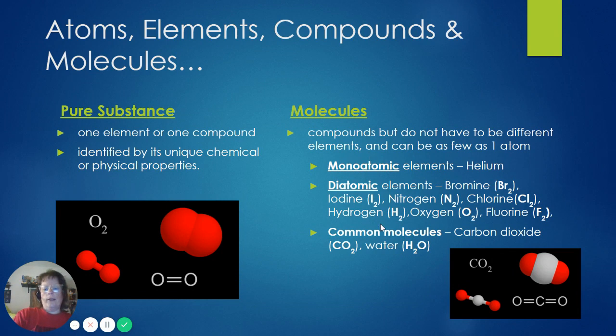Molecules, on the other hand, they're compounds. They don't necessarily have to be different elements. They can be as few as one atom. Monatomic elements like helium, just one atom. Mono means one. So one atom of helium. Diatomic, di meaning two. So just to give you some examples, bromine, again, it's kind of like the oxygen thing where they like to hang out together. So you get two atoms of bromine. Iodine, this would be a diatomic, two of those together, so on and so forth. Other common molecules that we'll talk about a lot is carbon dioxide, CO2, and water, of course, H2O.